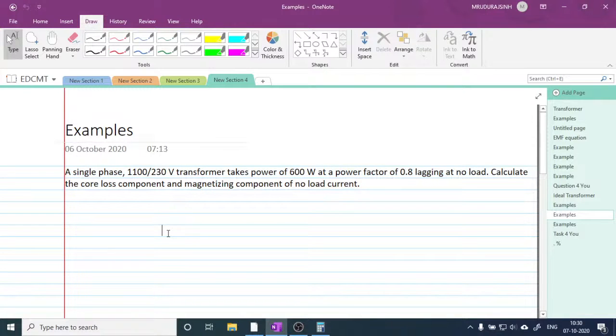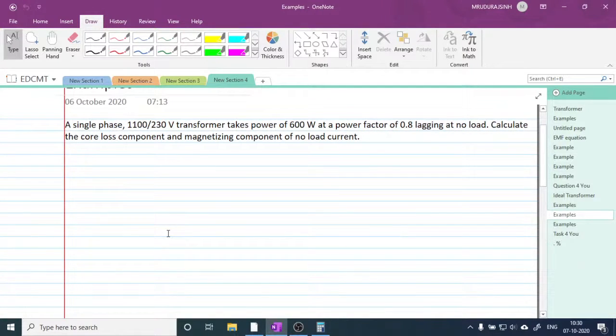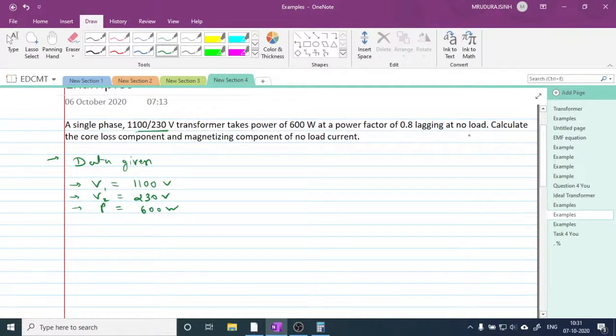And here we go. This is our example number 2. So let's begin example number 2. Data given: a single phase 1100 by 230 volt transformer. So this gives the primary and secondary voltage. V1 is 1100 volt and V2 is equal to 230 volt. The transformer takes power of 600 watt. So P is equal to 600 watt at a power factor of 0.8 lagging at no load.